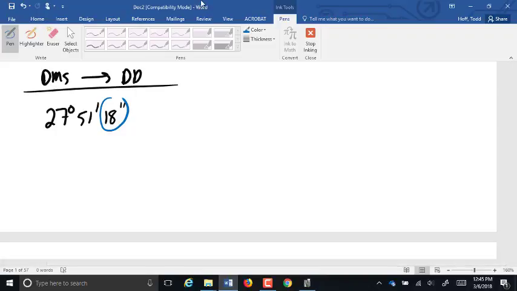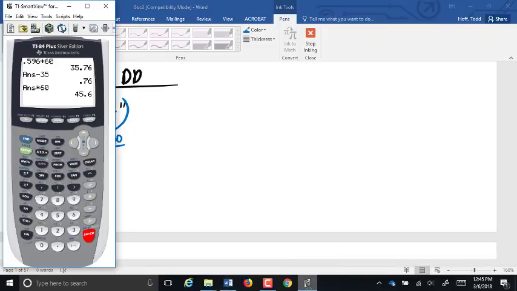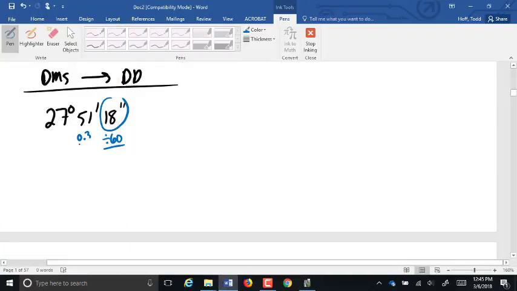Well, I start with the smallest unit, and I'm going to convert that smallest unit into the next bigger unit. So that's 18 seconds, my smallest unit. If I want to convert that into minutes, the next biggest unit, what do I have to do to it? Divide by 60. So 18 divided by 60 is 0.3, right? That gets added to the 51. So this is now 51.3 minutes.